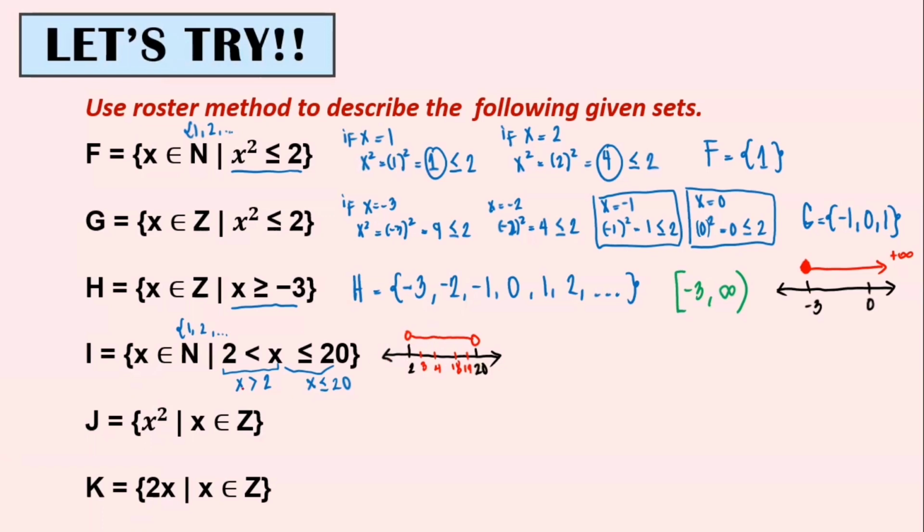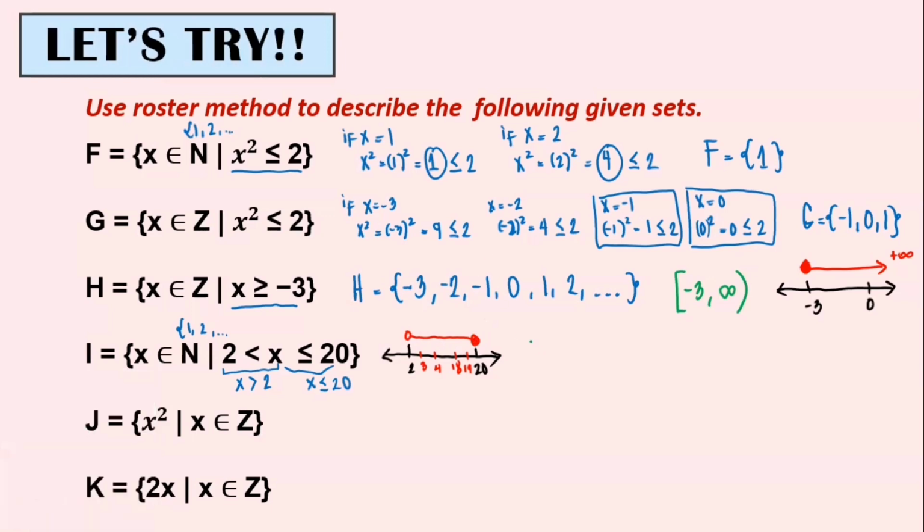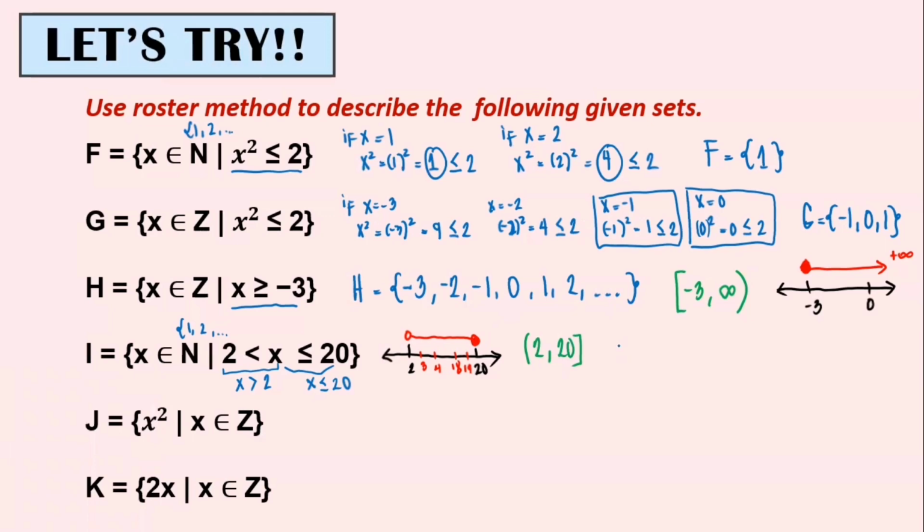Okay? Since dito sa 2, ayan ay greater than, so hollow lang. And then dito sa ating kabila naman ay shaded. Ibig sabihin, kung isusulat mo yan using interval notation, that will be open parenthesis 2, comma, 20, close bracket. Okay? So, ang answer natin dito, using the roster method, set I natin will be 3, 4, 5, 6, up to 20. Okay? So, yan ang answer natin.